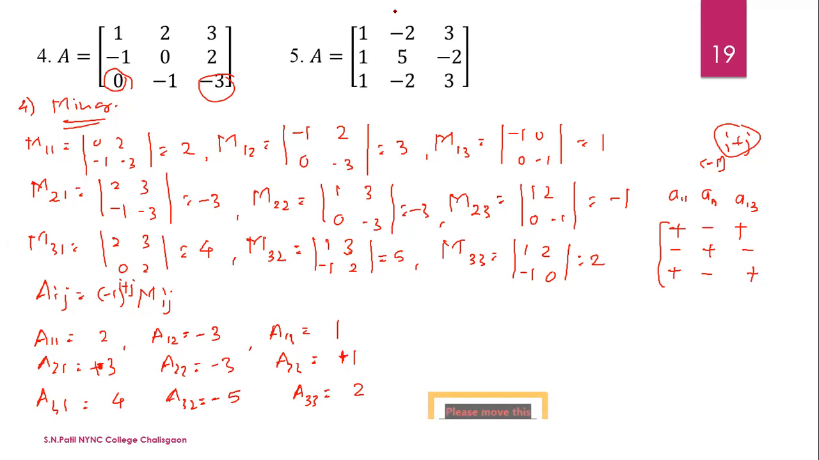Similarly, we can find the minor and cofactor of the second element. Okay, getting it? So this is the process of finding the determinant, minor and cofactor of an element.